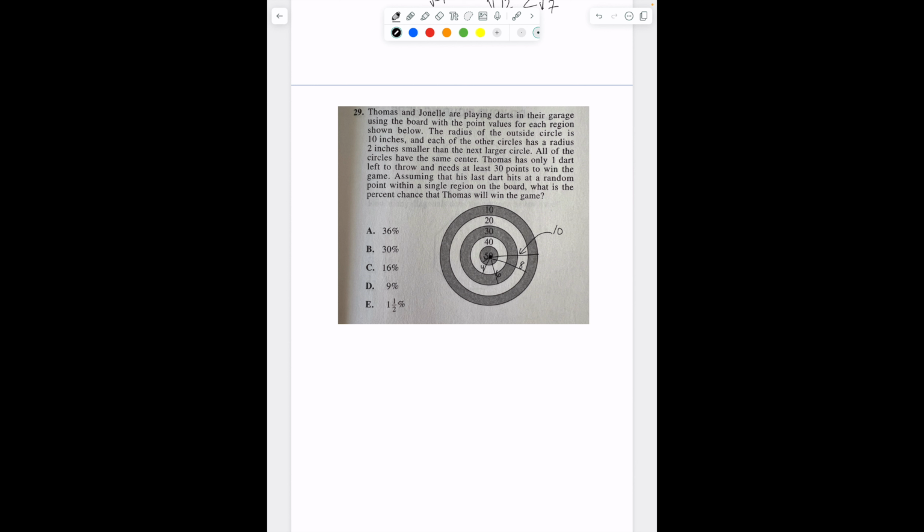Thomas has only one dart left to throw and needs at least 30 points to win the game. So he needs at least 30. So he needs at least something in this range to win the game. Assuming that his last dart hits a random point within a single region on the board, what is the percent chance that Thomas will win the game? So what we need to do is figure out the total area that we're working with here, and then put the area needed to win.